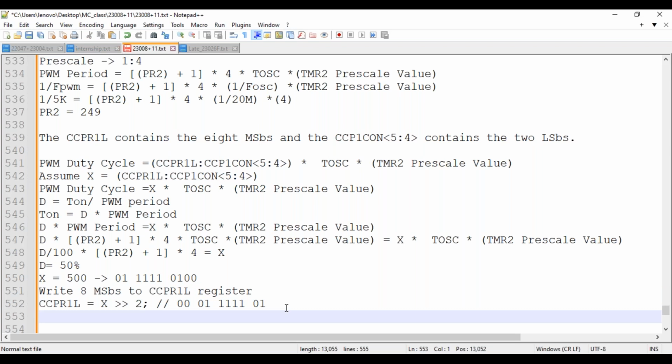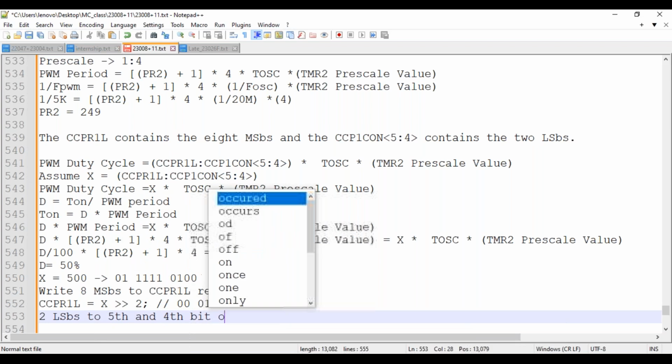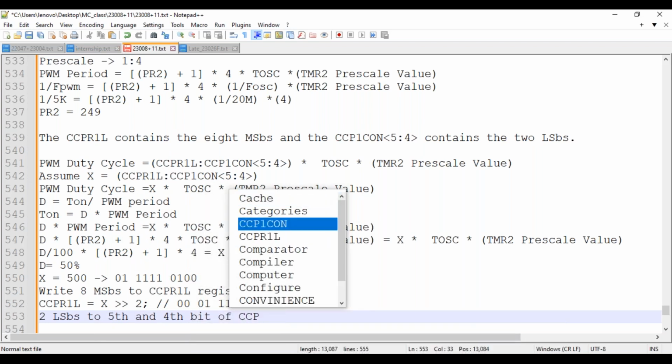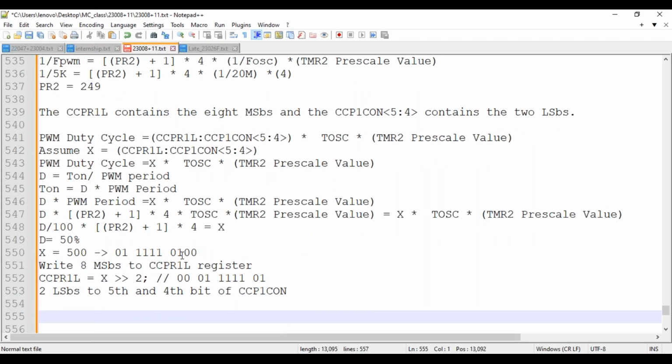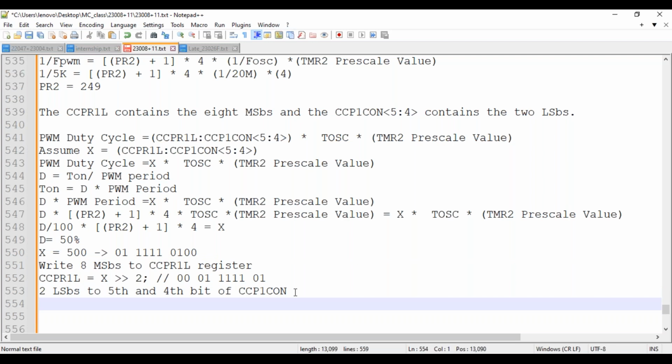Then I have to write the 2 LSBs to the 5th and 4th bit of the CCP1CON register. How to do this? I want to write the two LSBs to the 5th and 4th position of the CCP1CON register. First of all, tell me how to get two LSBs out of this. How to get two LSBs?